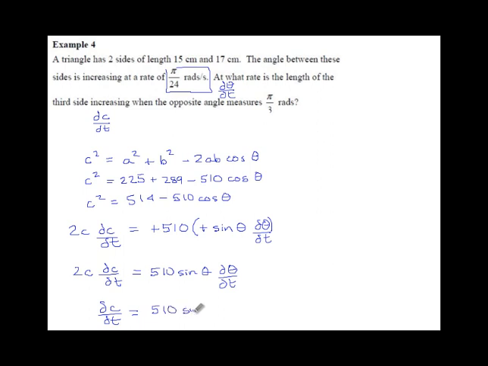510 sine, what is that angle? They say it's pi by 3, which is 60 degrees. I think better in degrees, so I'm just going to convert that on the fly. D theta dt is pi by 24 radians per second. So there's that. And then we're dividing by 2, and we're dividing by c, which they didn't give us. Tragically, we get to find it. Fortunately, we have a formula that can help us right here.